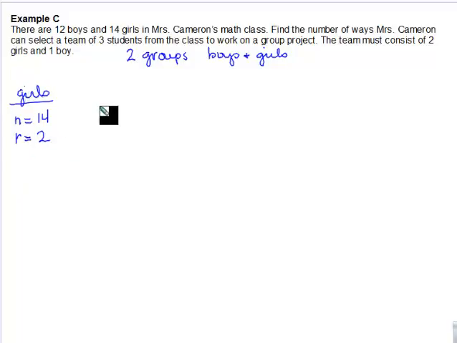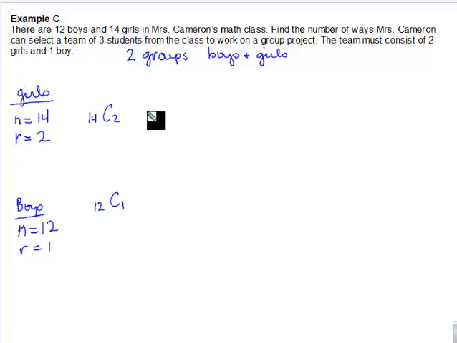So that's going to be 14C2 because it doesn't matter what order we choose the two girls. We just choose two girls. And for the boys, we have 12 of them, and we want one in the group. So that's 12C1.